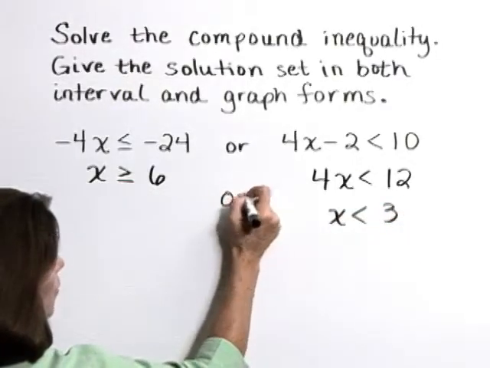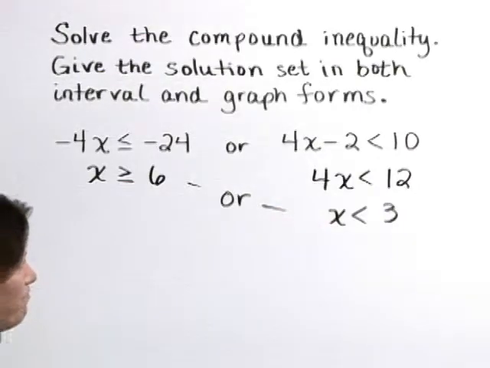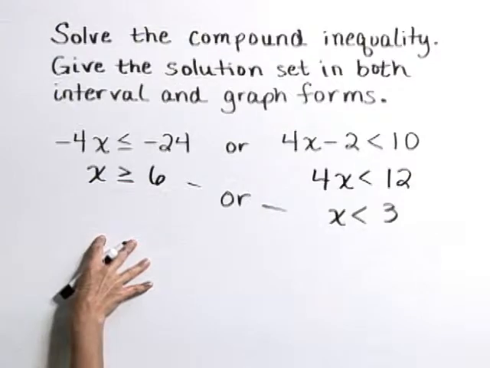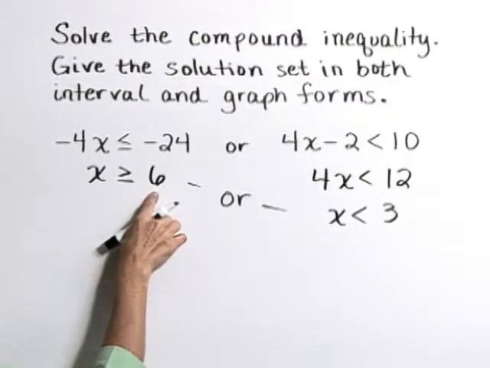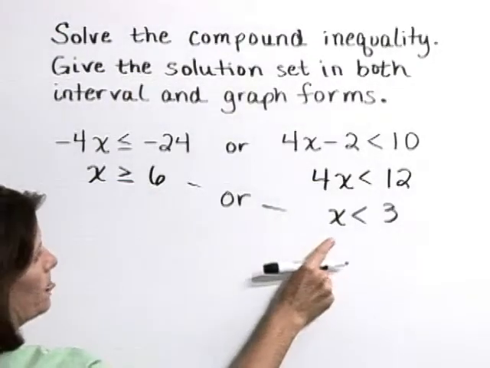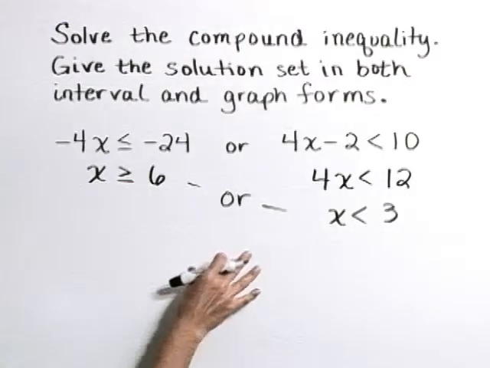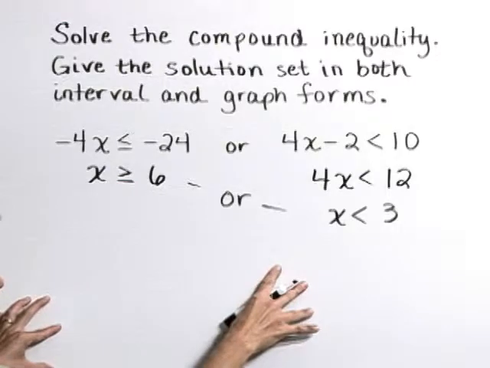And remember that this is an or word separating these two. So our solution includes all values for x that satisfy x is greater than or equal to 6 or x is less than 3. Now, these two sets don't overlap.